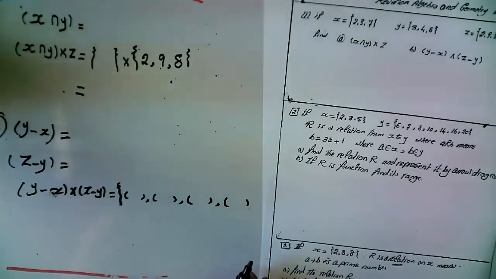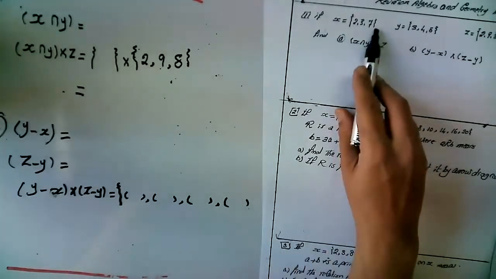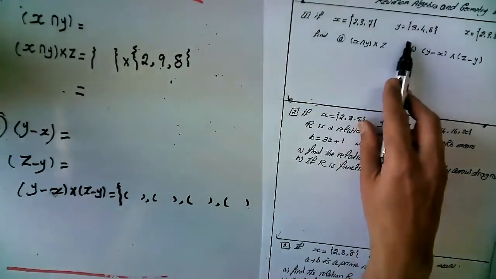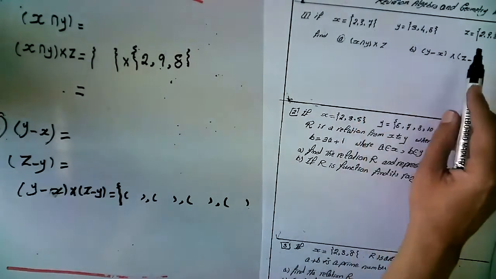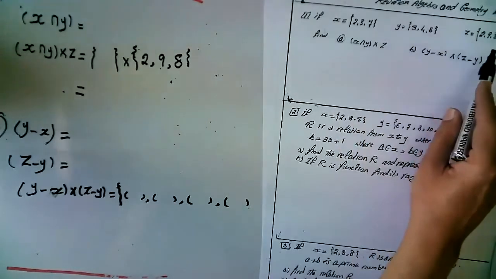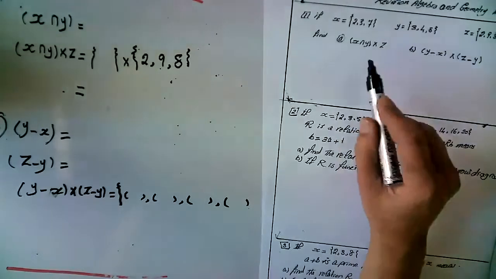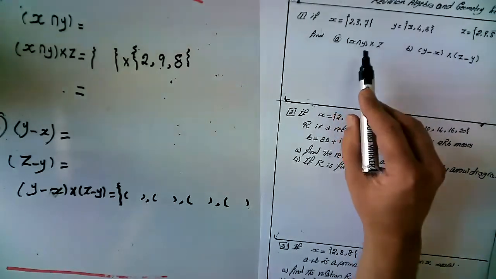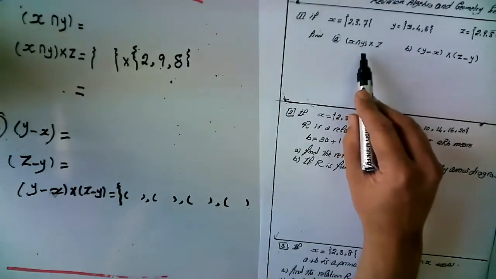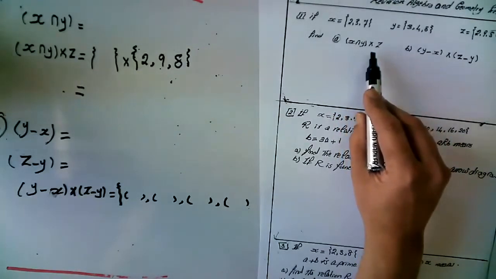First question: if x equals {2, 3, 7}, the set y equals {3, 4, 8}, and the set z equals {2, 9, 8}. The first question is to find (x intersection y) product z.